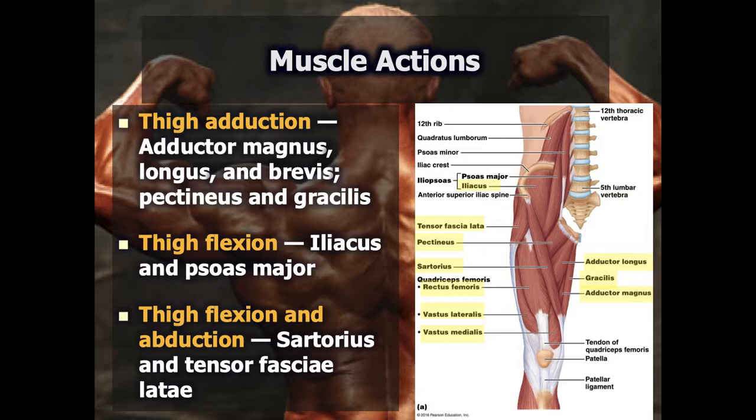Thigh flexion. To flex your thigh, you lift your leg. Okay? So you're going to see the muscles on the anterior surface contract, which for us is going to be the iliac-psoas muscle, the iliacus and the psoas. Okay? Then thigh flexion and abduction. So up and out, right? Sorry, I said that wrong. Okay, it's going to be the sartorius and the tensor fasciae latae, okay, that are over more on the lateral side. Okay? Questions? Okay.